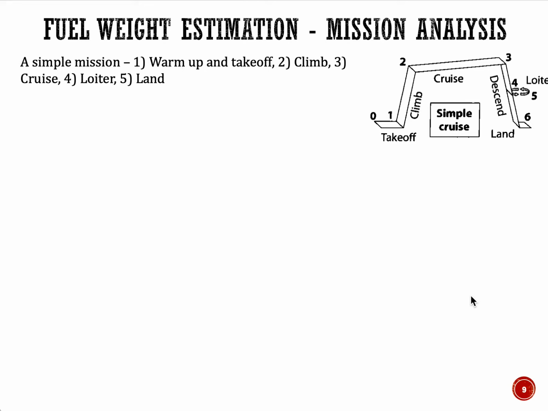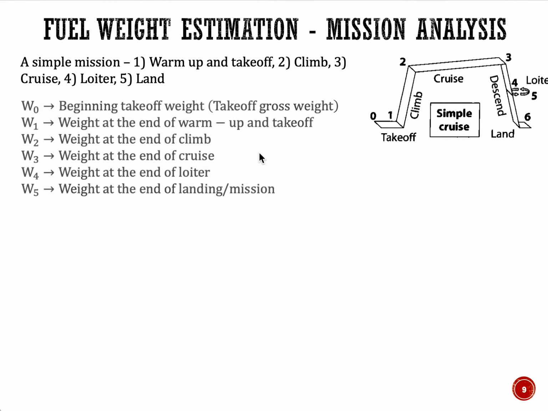All right. So let's take a simple cruise, and then we'll walk through the process of how we can do the mission analysis. As I said, the simple cruise has about 5 legs in the mission. First is warm up and takeoff. Second is the climb. Third is cruise, the fourth is loiter, and the fifth is basically landing, right? And we'll be estimating the fuel burn, or the weight of the aircraft, at each stage of this mission, right? So we can assign some nomenclature here.